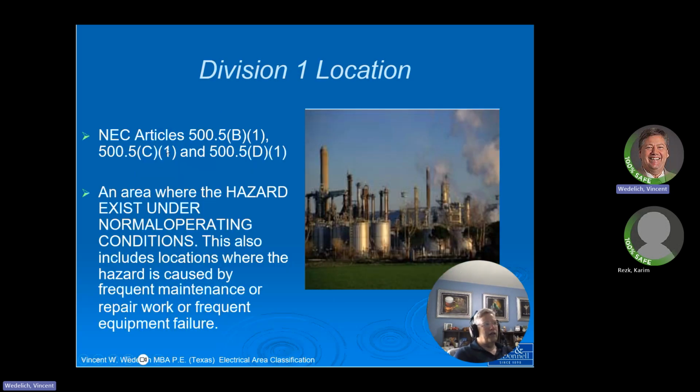So you get div 1 locations. Again, it's in the NEC Article 500.5(B)(1), C or D. And it says here an area where the hazard exists under normal operating conditions. This also includes locations where the hazard is caused by frequent maintenance or repair work or frequent equipment failure. So, a frequent area for maintenance or repair, you know what a pig launcher is?